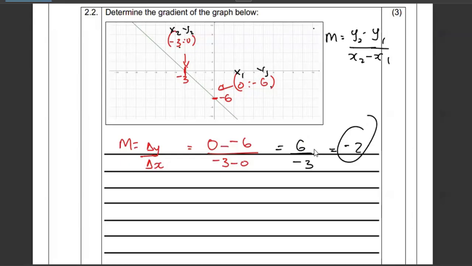Alternatively, look at the shift. We have 3 units there. We have 6 units there. But this 3 is for the positive, and then the 6 is for the negative. So it's going to be a -6 over 3, and the answer we get will be a -2.